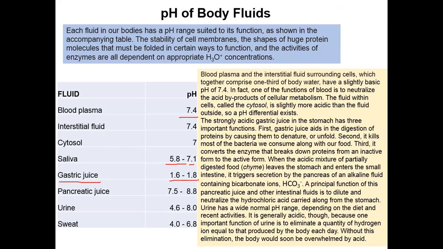See here, it's very acidic, 1.6, 1.8. It needs to be acidic because otherwise the food cannot be degraded in there. There are so many proteins coming in, many things, and you need to degrade them, right? Then there is pancreatic juice, which is a little bit basic. Urine is acidic, and sweat is also a little bit acidic, right?